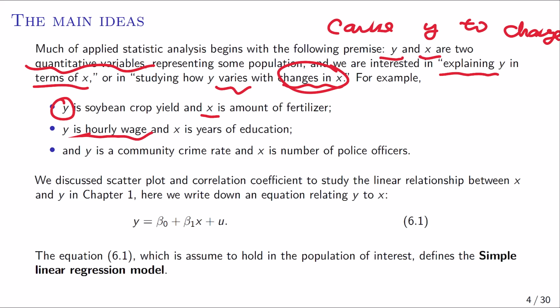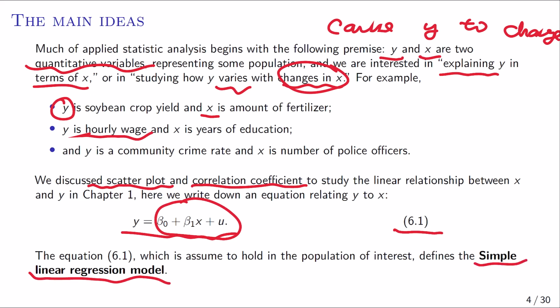Also in chapter 1, we discussed the scatter plot and the correlation coefficient to study the linear relationship between x and y. When we're talking about the association between 2 numerical variables, we could use the scatter plot as a graphic tool, or the correlation coefficient as a numeric tool to describe it. And here we go one step further. We write down an equation. This is the first time we put y as a function of x. This equation 6.1 is called the simple linear regression model. It is simple because we only have 2 variables, y and x. It is linear because, as you can see on the right hand side, this is a linear function of x.